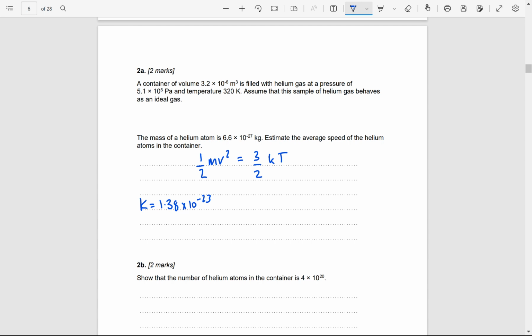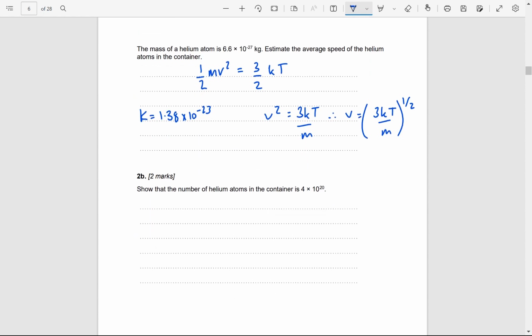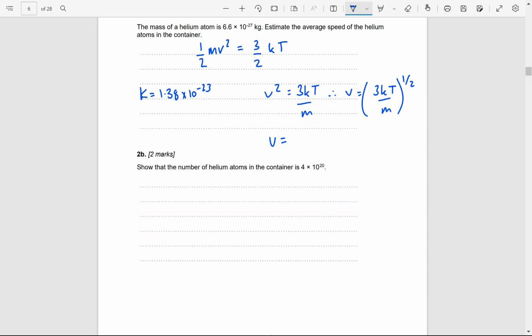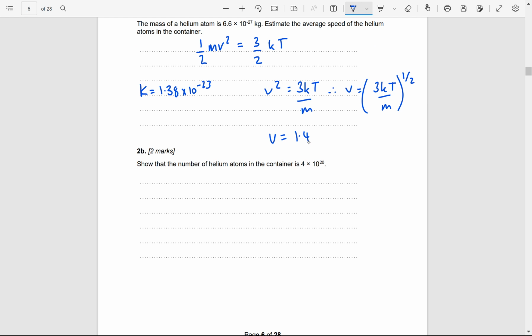And then what we're going to do is rearrange for V. So V squared equals 3kT over m. Therefore, V equals the square root of 3kT over m. So V, if you substitute in all those numbers, you get 1.4 times 10 to the 3 meters per second. Show that the number of helium atoms in the container is 4 times 10 to the 20.